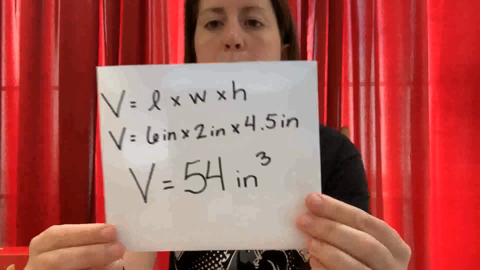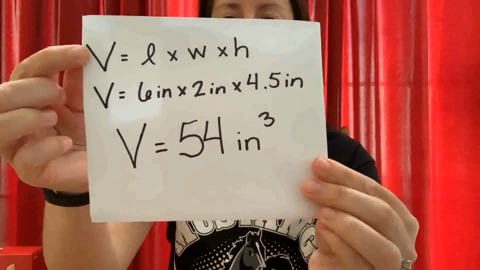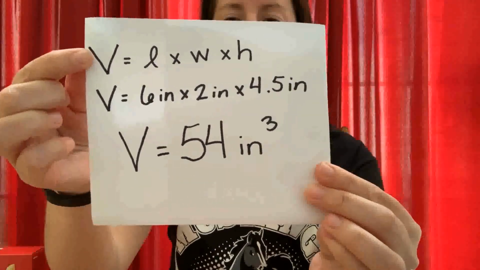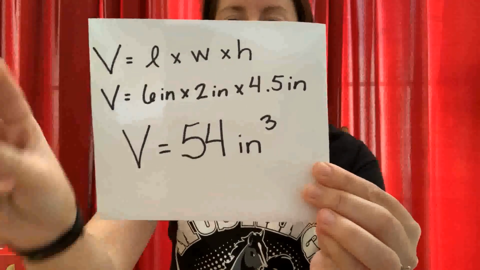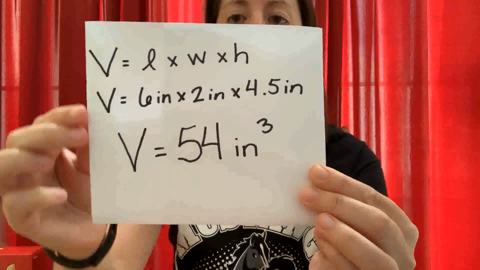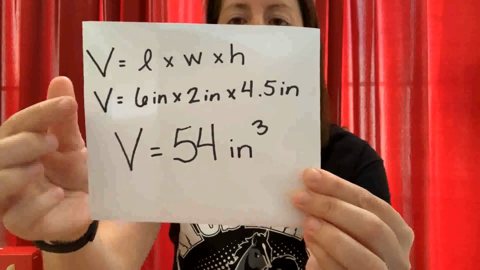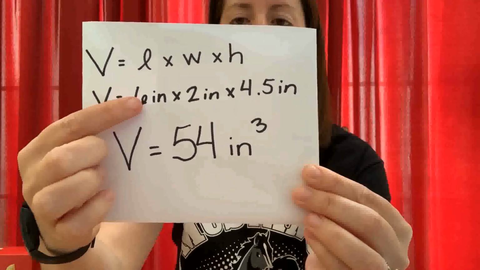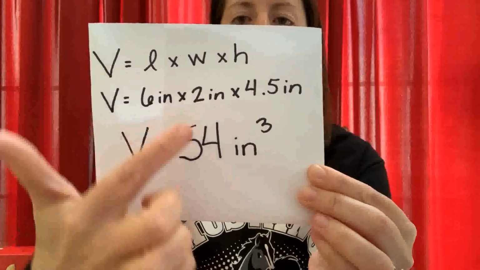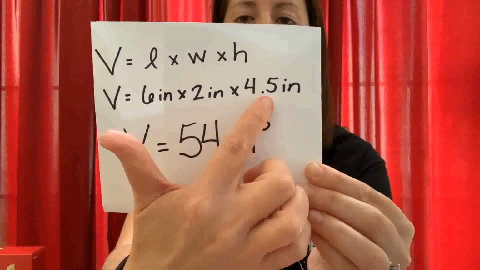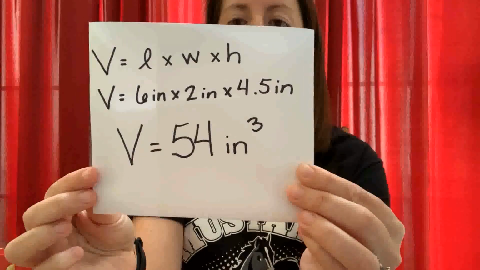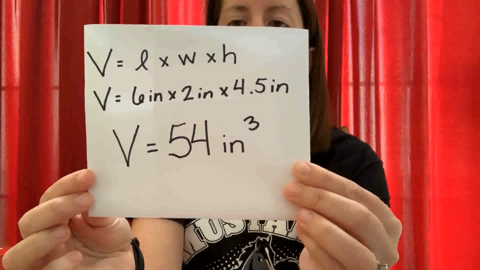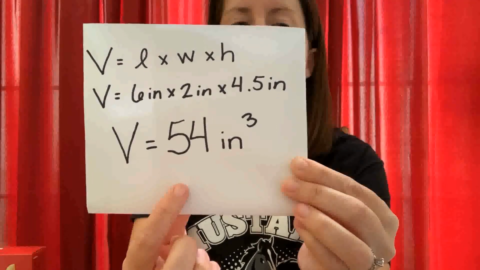Now let's review how we got there. We started with the volume formula. The volume formula told us that we need to find our length, our width, and our height. When we multiply those three dimensions together, we will find our volume. So our length was 6 inches, our width was 2 inches, and our height was 4 1/2 or 4.5 inches. When I multiplied all of that together using what I learned in math class, I end up with 54 cubic inches.